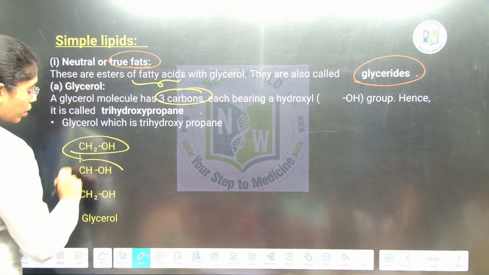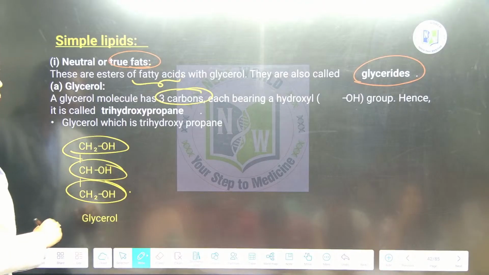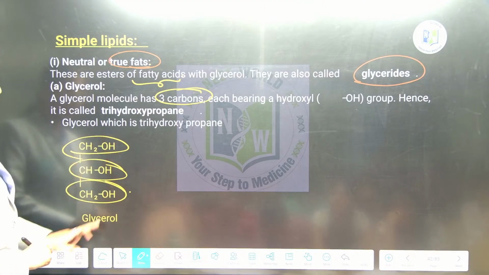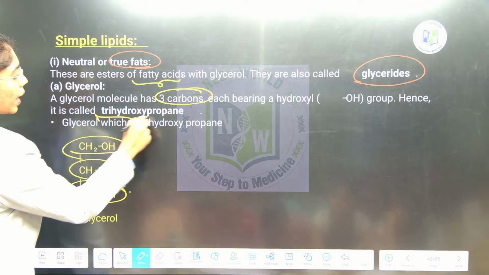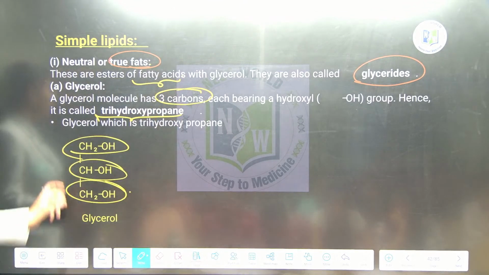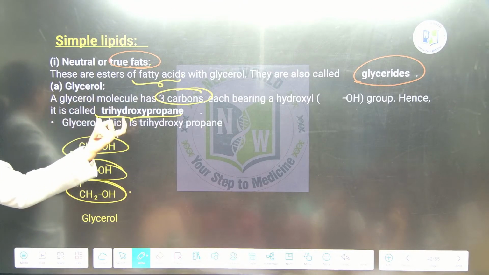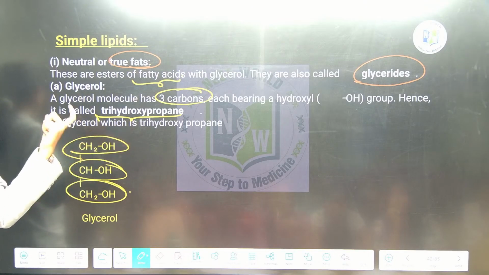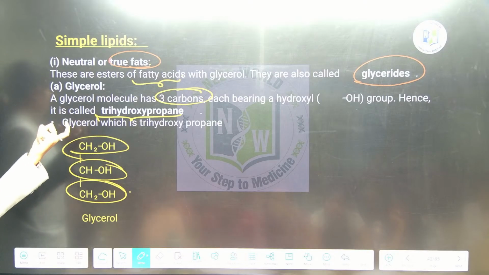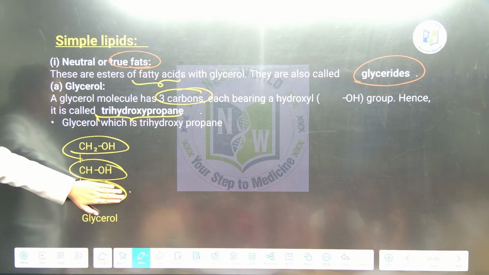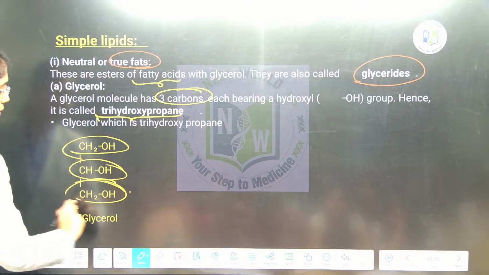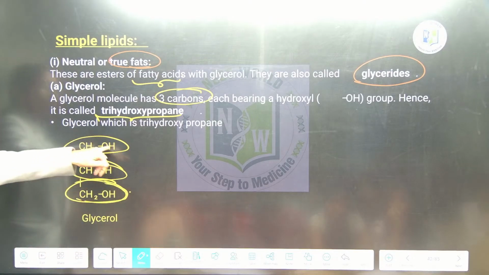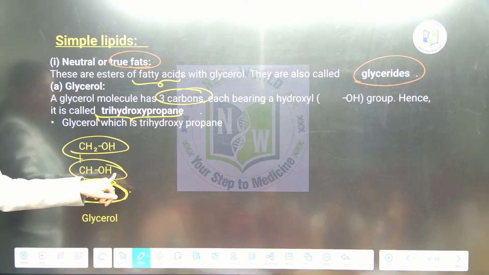Each carbon has one hydroxyl group. As it has 3 hydroxyl groups, it is noted as trihydroxypropane. Glycerol is the common name, and the IUPAC name is trihydroxypropane. This is the example of one type of glyceride. If only 2 OH groups are present, that is dihydroxy, and only CH2OH, then monoglyceride, diglyceride, triglyceride.